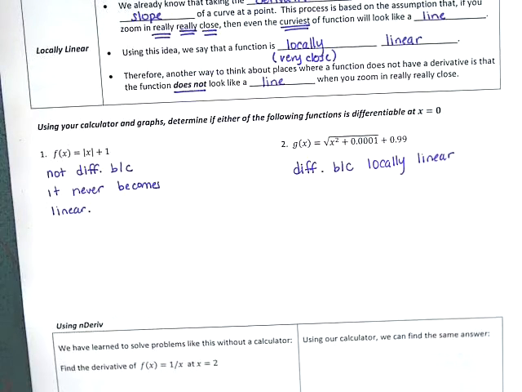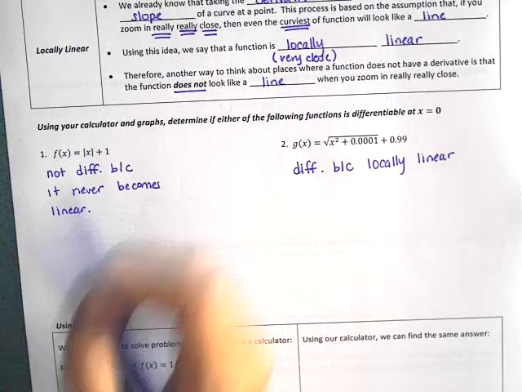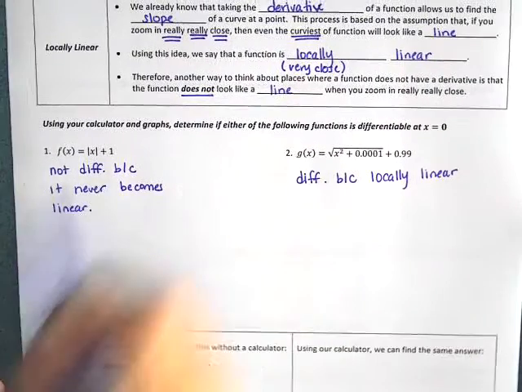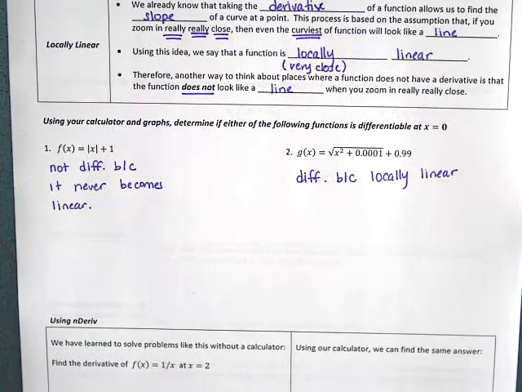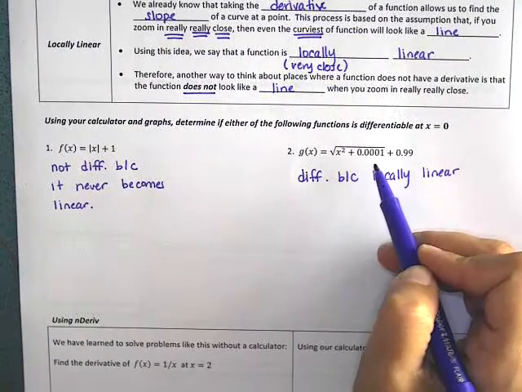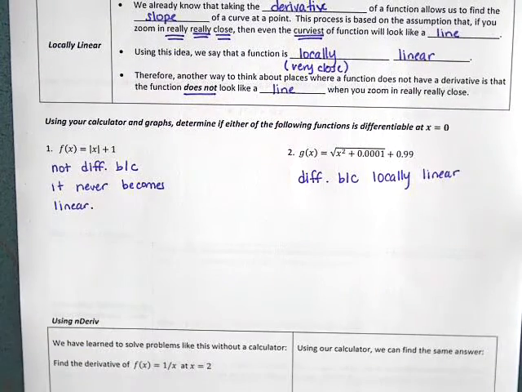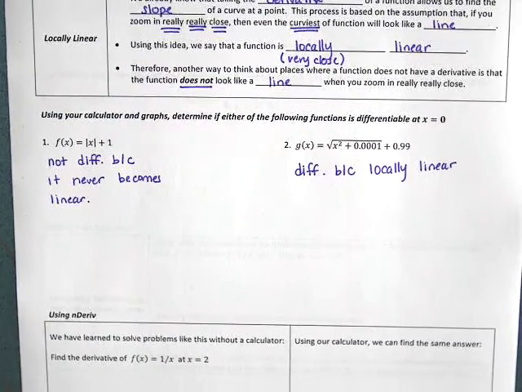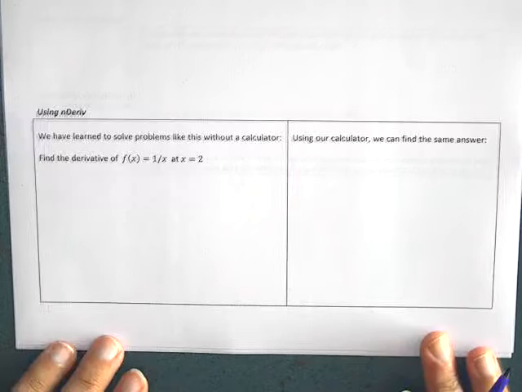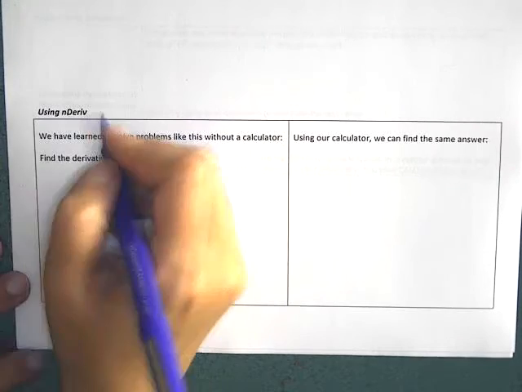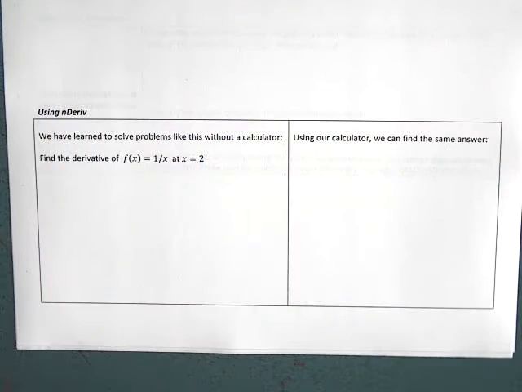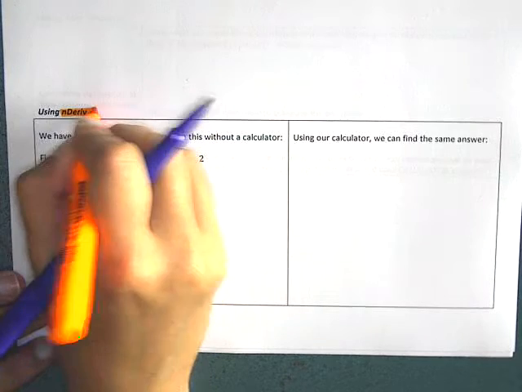Now, if you think back, both of these graphs started off looking kind of the same. But because of the way an absolute value graph works, no matter how many times we zoom in, it's always a corner. Because of the way this graph works, when we zoom in far enough, it's not a corner anymore. Now, it turns out our calculator can also help us to get derivatives in another way. Our calculator has a function built into it called n-derive.